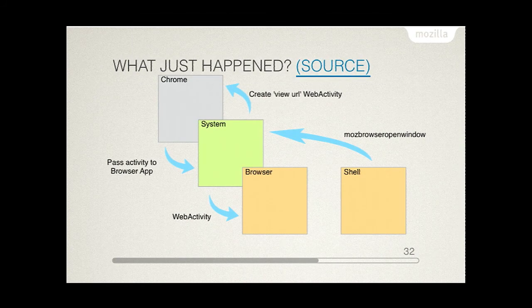So what happened there? The shell said window.open, that fired a Moz browser open window event, which was caught by the parent window, which in this case is the system app. That then created a web activity, which goes back to the internal Chrome web activity registry. It comes back to system saying, hey, someone's trying to do this web activity. Do you have an app for that? Yes. If there was multiple browsers installed, it would actually pop up to the user and say, which browser do you want to run? And then it opens the browser.